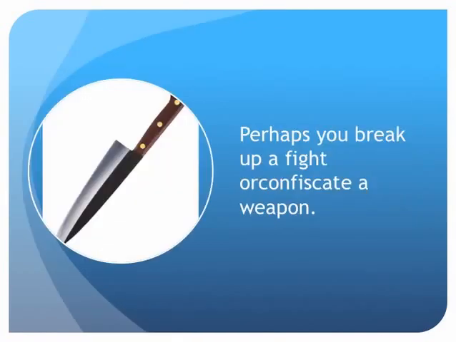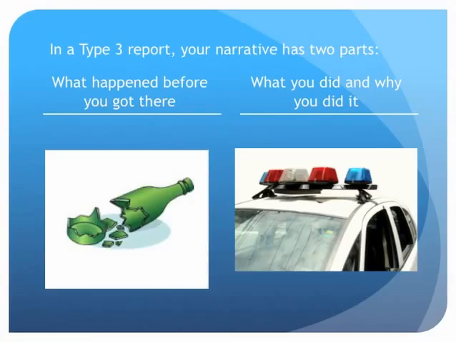Perhaps you break up a fight or confiscate a weapon. In a Type 3 report, your narrative or story has 2 parts. What happened before you got there, what you did and why you did it.